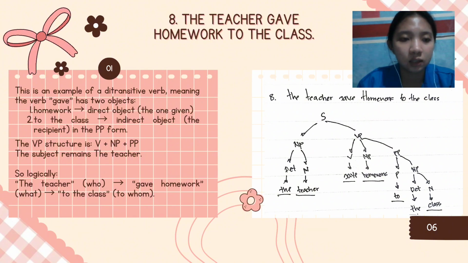The subject remains the teacher. So logically, the teacher gave what? Homework. To whom? To the class. Gave is a transitive verb. The direct object appears as the noun phrase homework, while the indirect object appears as a prepositional phrase, to the class.